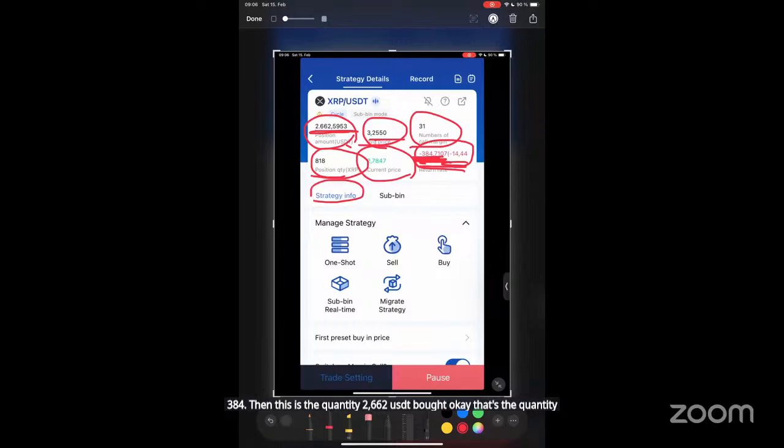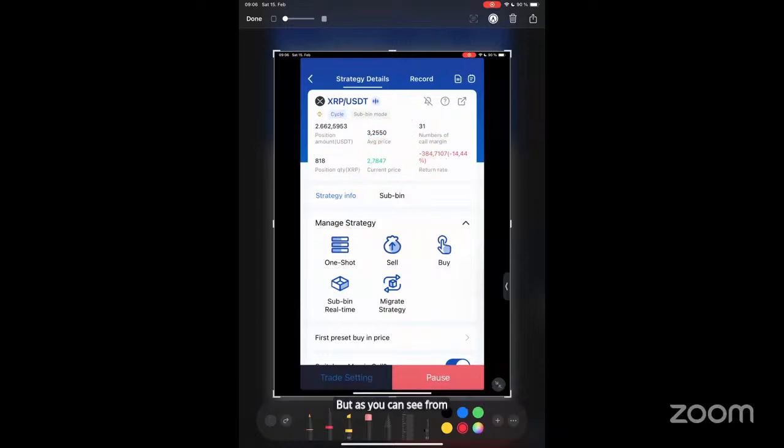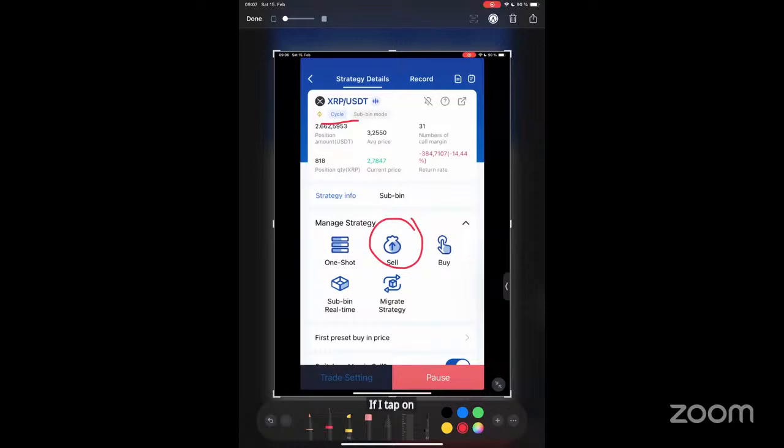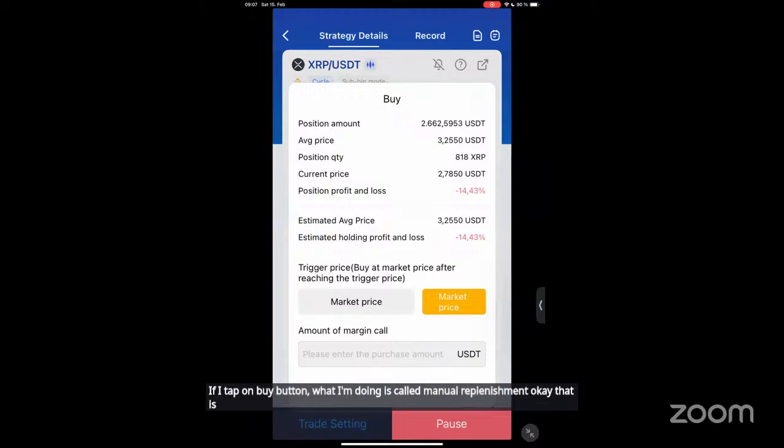Strategy info. We have one shot. If you put it on one shot, it simply means the robot will not be able to buy again after it has sold off completely. But as you can see from the top, mine is on cycle. Cycle simply means buy, sell. After you've completed the cycle, rebuy the coin again. If I tap on this sell button, this is what I'll lose if I sell. If I tap on the buy button, what I'm doing is called manual replenishment. That is what that button is being used for.